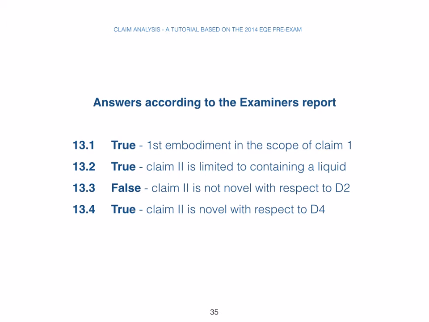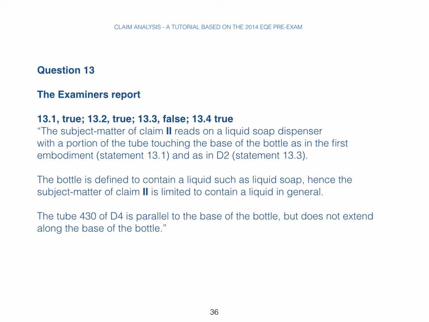So here are the answers. I can guarantee you that they're correct. The caption I have added: 13.1 is true, the first embodiment is in the scope of Claim 1. 13.2 is true, Claim 2 is limited to containing a liquid. 13.3 is false, Claim 2 is not novel with respect to D2. And 13.4 is true, Claim 2 is novel with respect to D4. Let's turn to the examiner's report with their comments.